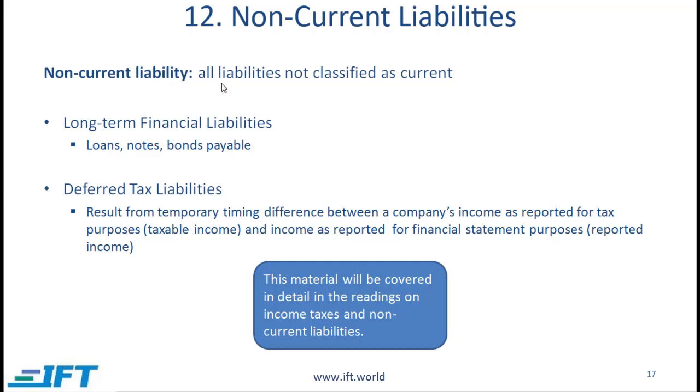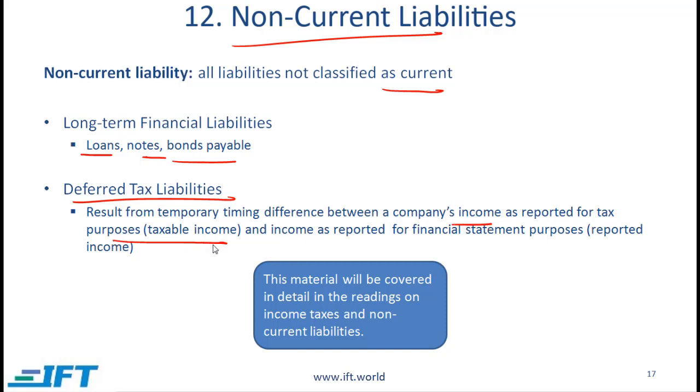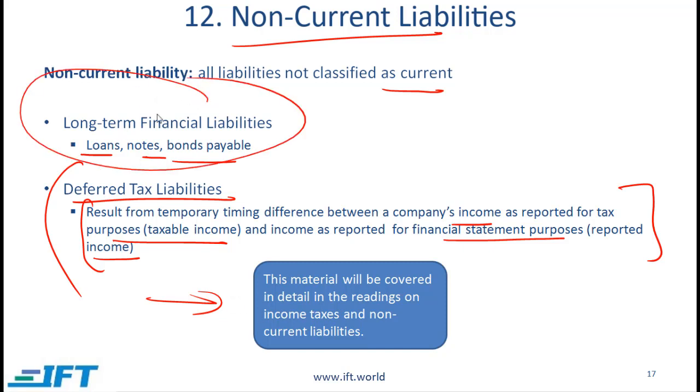Non-current liabilities. All liabilities that are not classified as current are non-current. Under long-term financial liabilities, we can have loans, notes, bonds payables. We can also have deferred tax liabilities. These result from temporary timing differences between a company's income as reported for tax purposes and income as reported for financial statement purposes. In case your head is spinning, that's all right, because there is a full reading on this material later. That reading is called income taxes and long-term liabilities or non-current liabilities. This is also a reading that we will cover later.